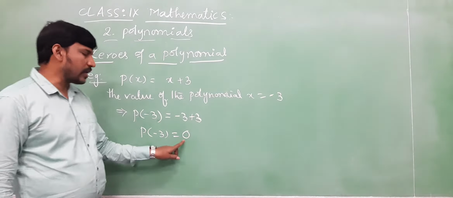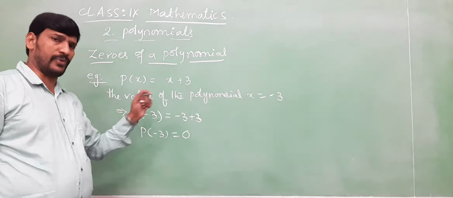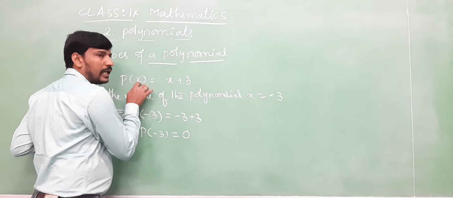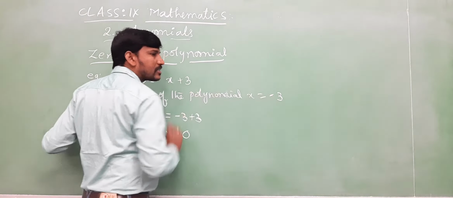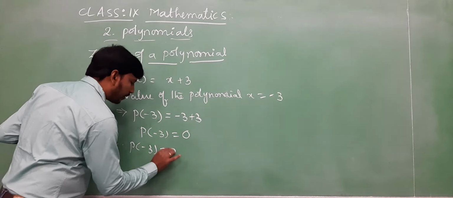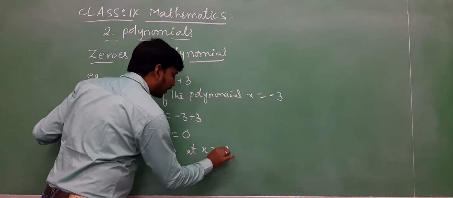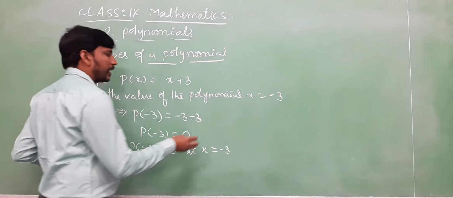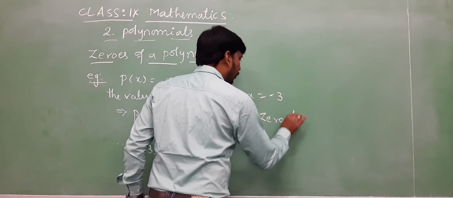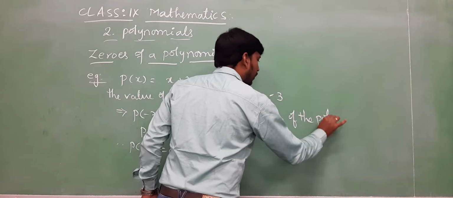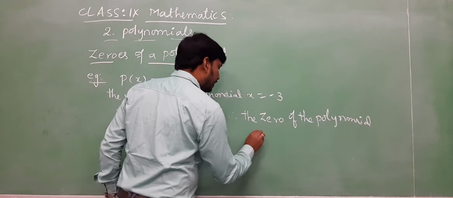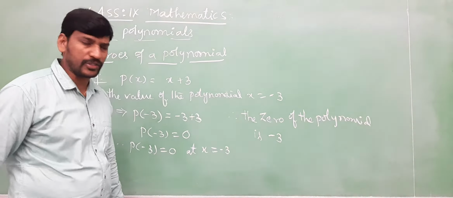Clear, children? Here we got 0. It is a linear polynomial, already we discussed it in 7th standard and 8th standard. So the value of this polynomial is 0 at x equal to minus 3. Therefore P of minus 3 is equal to 0, and you can write that the 0 of the polynomial is minus 3. Clear, children?